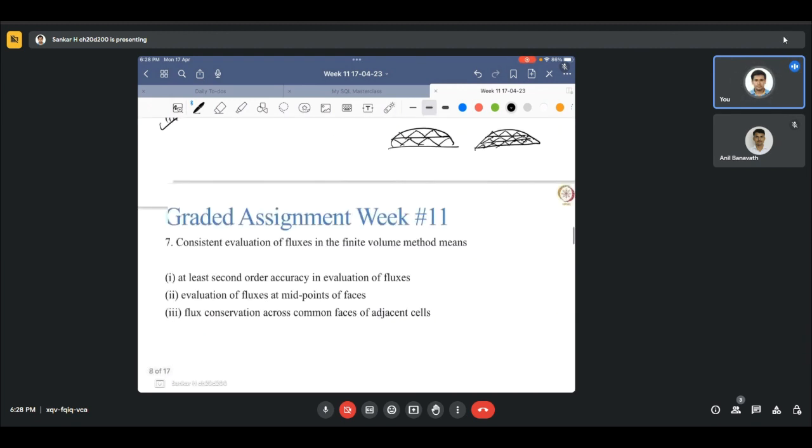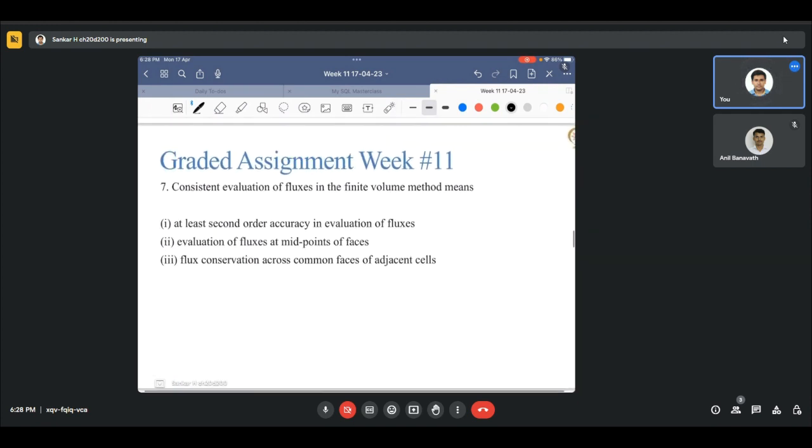Okay, moving on to question number 7. Consistent evaluation of fluxes in the finite volume method means: first one, at least second order accuracy in evaluation of fluxes; second one, evaluation of fluxes at midpoints of faces; third one, flux conservation across common faces of adjacent cells. I'll give you a minute to think about it, and if I can get an answer from you, please let me know.